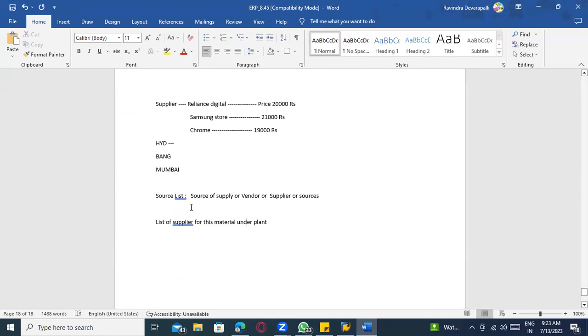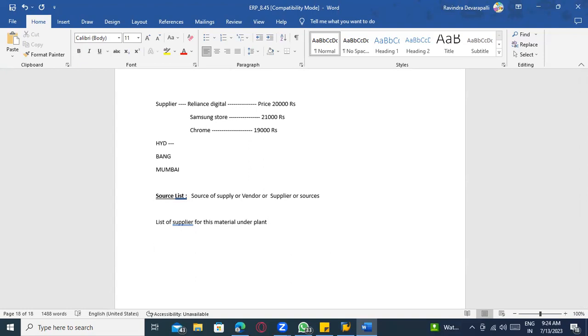We are maintaining all this information in the source list, so that tomorrow if somebody looks at it, wondering what suppliers we have, they can go to the list and see that in this plant we have this many sources, this many suppliers. Clear?